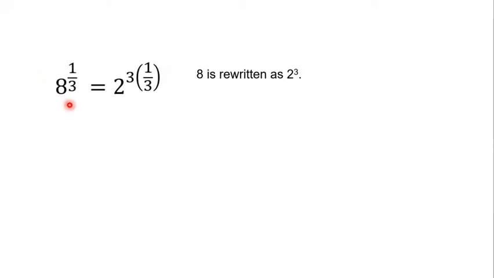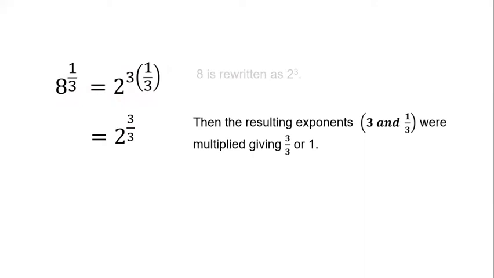Example 2. Rewrite the base to its exponential form. Ang base natin dito ay 8. So, we rewrite 8 as 2 cubed. Then, copy lang yung exponent natin na 1/3. Then, i-multiply natin yung mga exponents. That is numerator times the numerator and denominator times denominator.